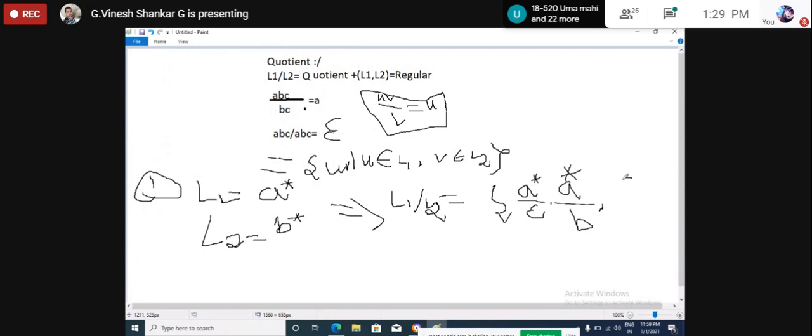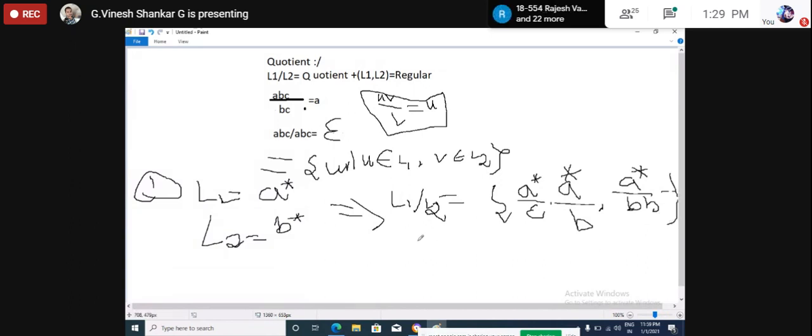Then A star. I can take not only one B, I can take double B also, because it is A star by B star, no? Double B, or like that I can continue as long as you want. So that is L1 by L2.